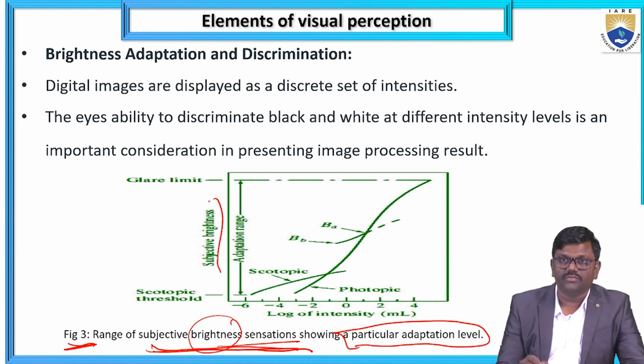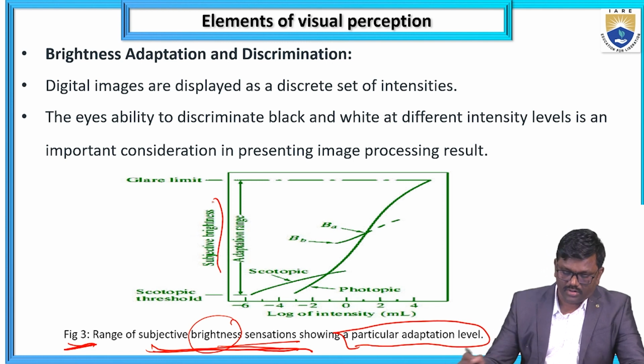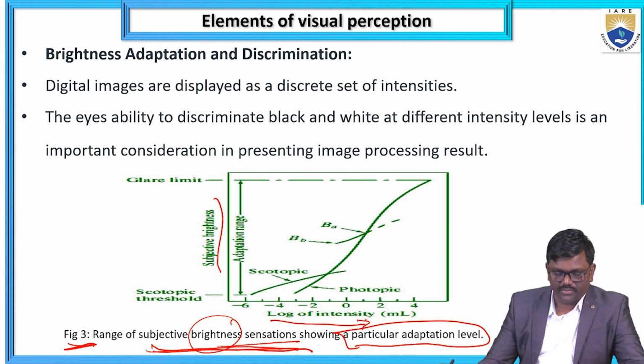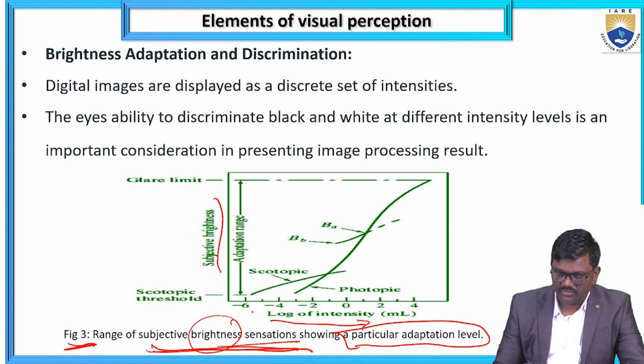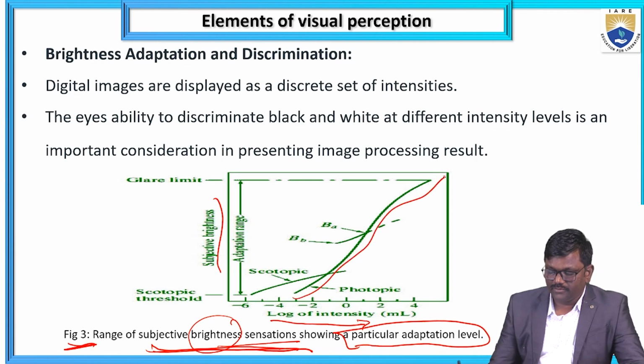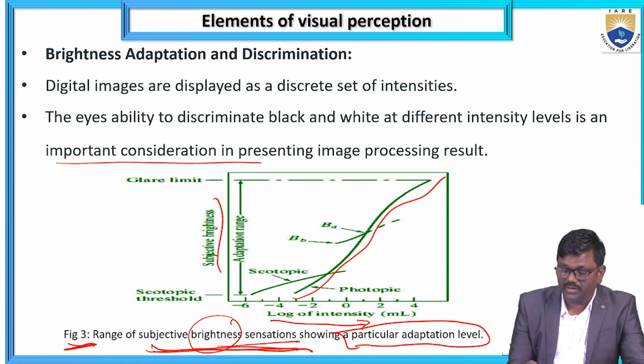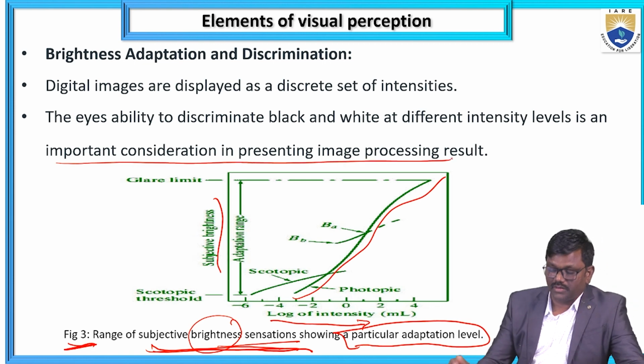This is nothing but what we call the brightness levels. Here you may see the x-axis is log of intensity. The adjustment is happening here sequentially. It changes in terms of an S curve. So those values we are going to define now in terms of image processing. That is an important consideration in presenting image processing results only.